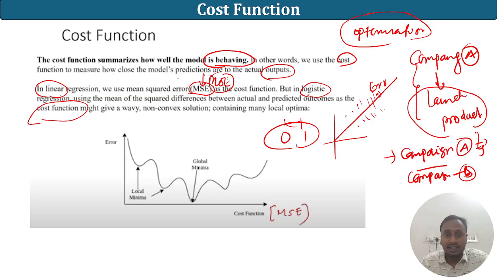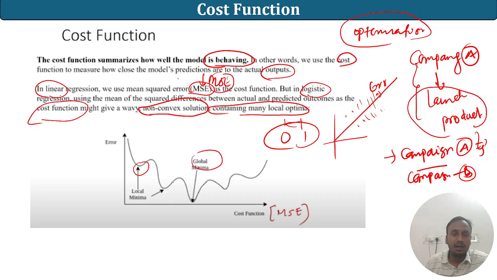So the cost function might give a non-convex solution containing many local optima. So this is going to have local minima, global minima and so on. If the cost function is going to increase, then the error is going to reduce. So I think the cost function is clear now. It's something that tells how much it is influencing our output. That is what the cost function tells. Is it?